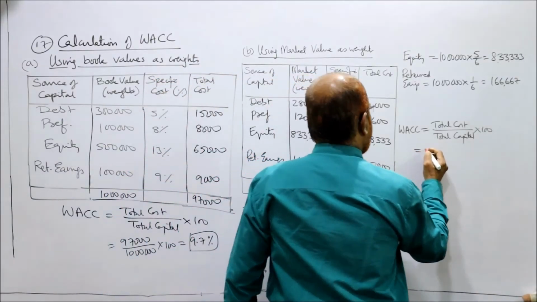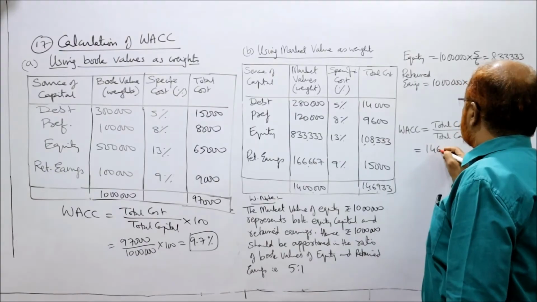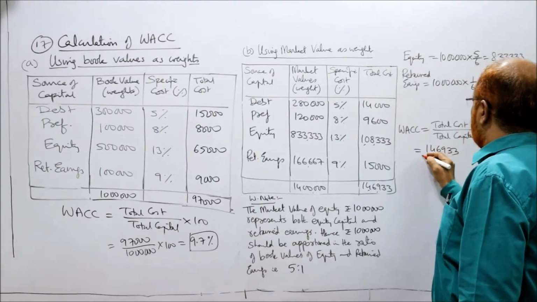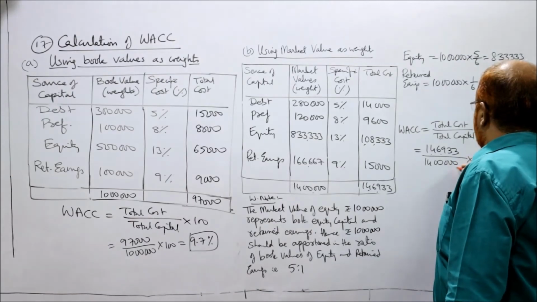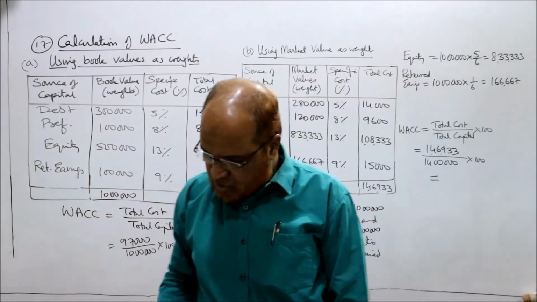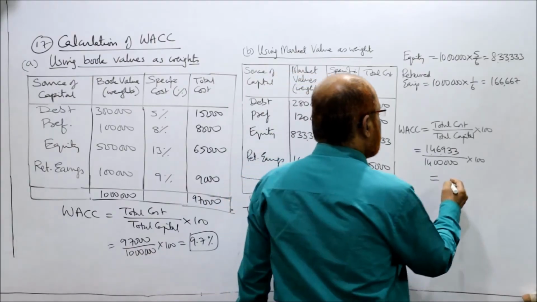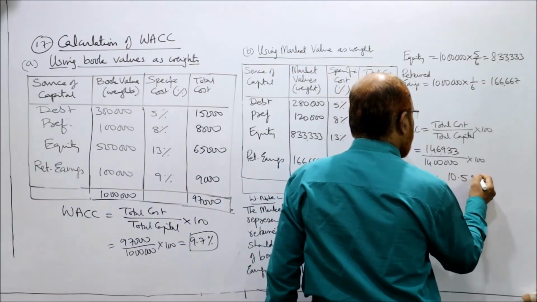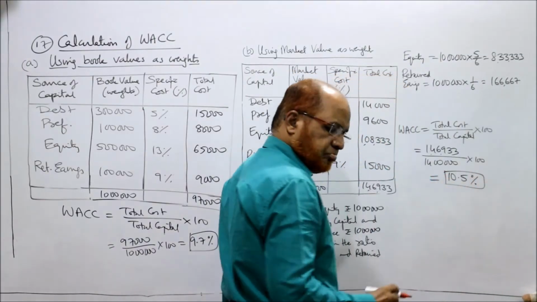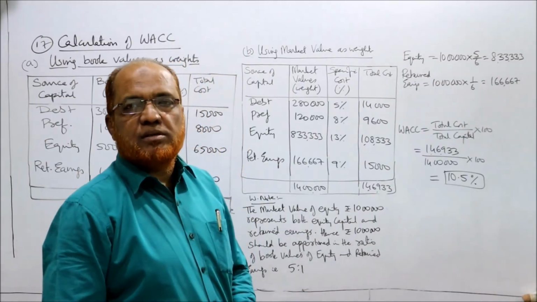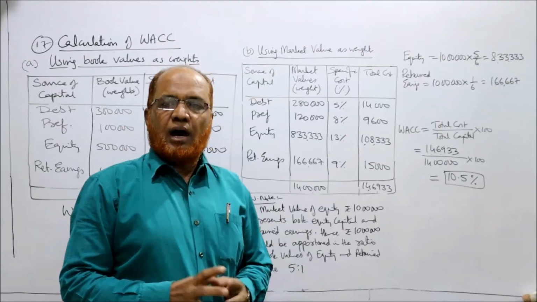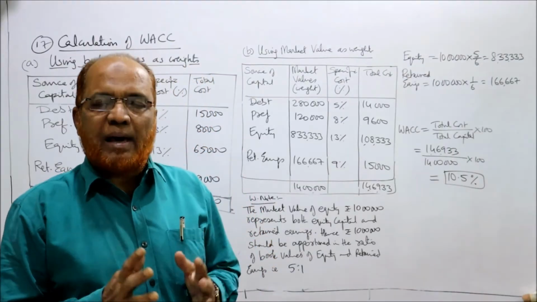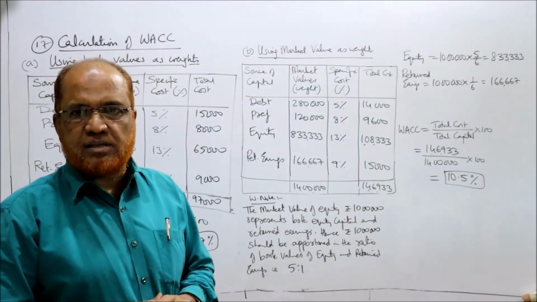So here it is: 1,46,933 divided by 14 lakhs into 100. So it comes to 10.5%. So these three problems we have solved on WACC, how to calculate WACC using book value weights and market value weights exactly.